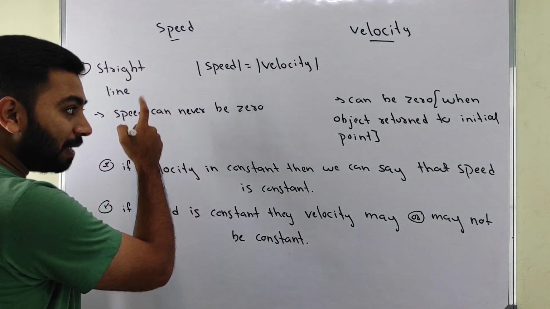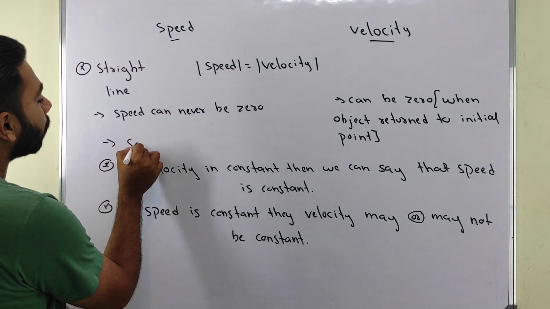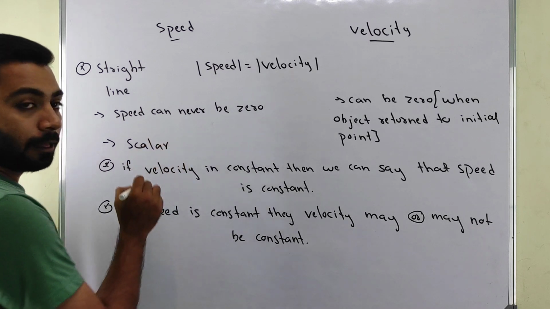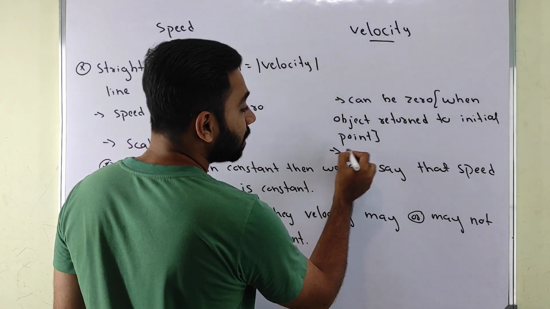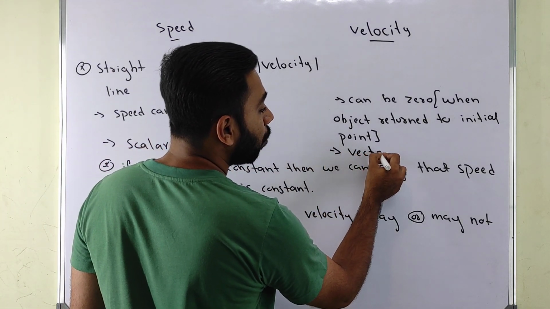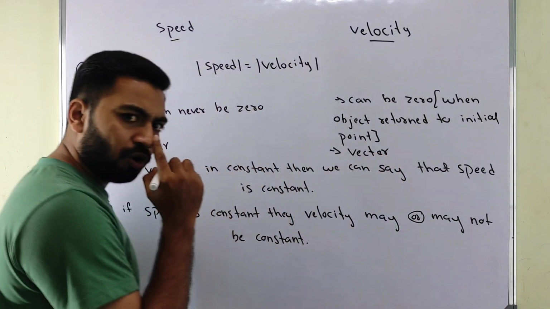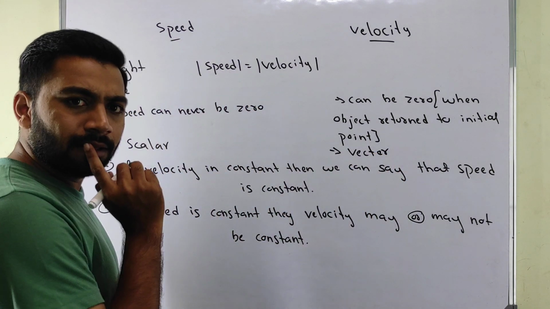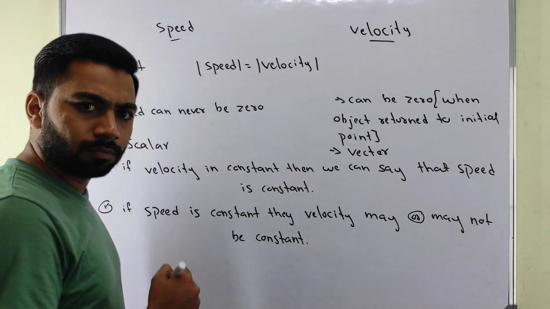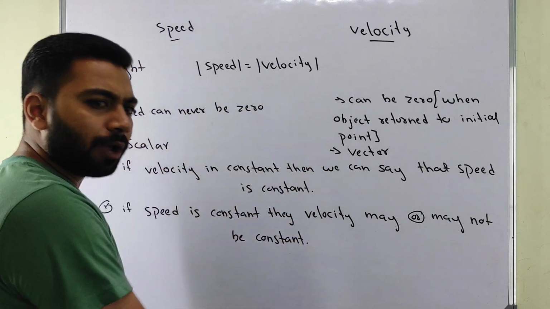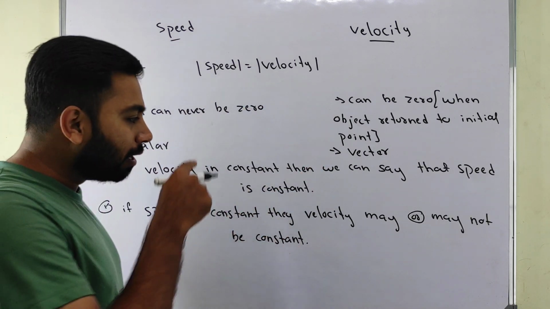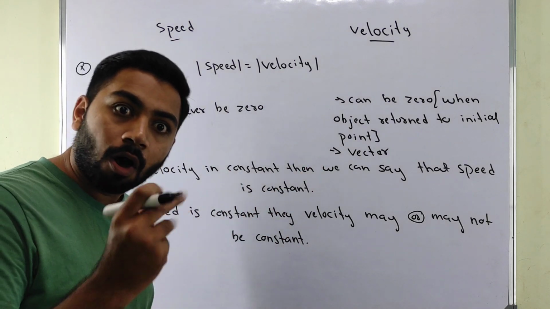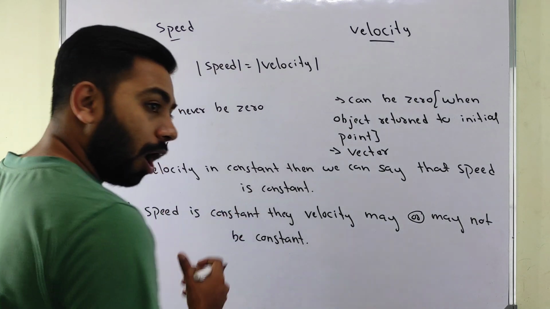Because our speed is a scalar quantity. Scalar. But velocity is our vector quantity. Okay, sir, you got it? You said scalar, vector. What does it affect? What difference does it make if it is scalar or vector, what effect does it have here? It affects a lot, buddy. It affects a lot.